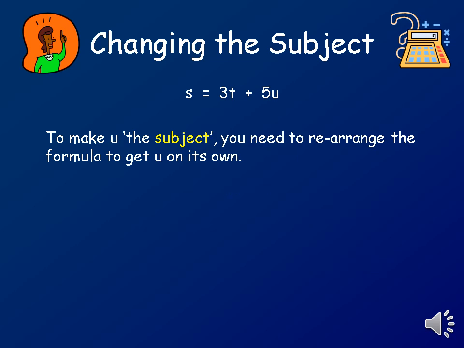So we've got the same formula, but we've been asked to make u the subject. So the u has the 5 and the 3t to get rid of. So let's start that process. So we need to take away 3t, and of course we must do the same to the other side. So that is s minus 3t, and that is 5u.